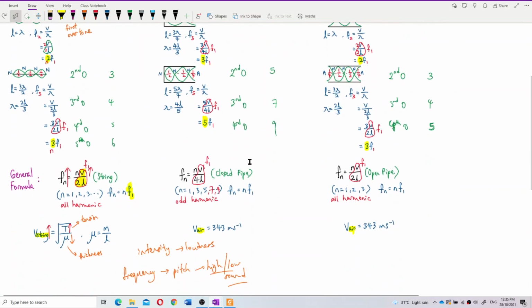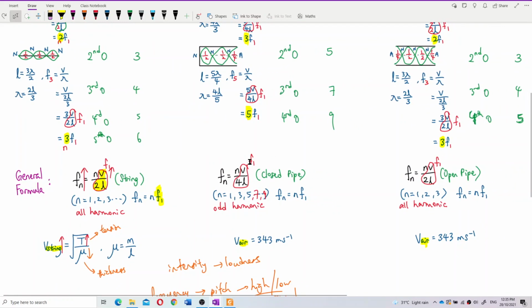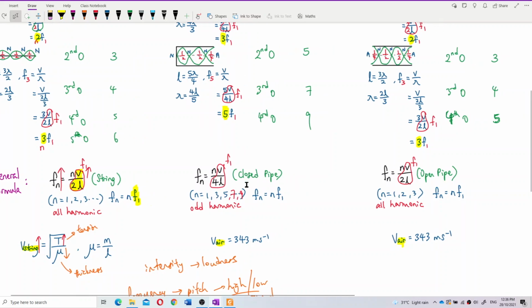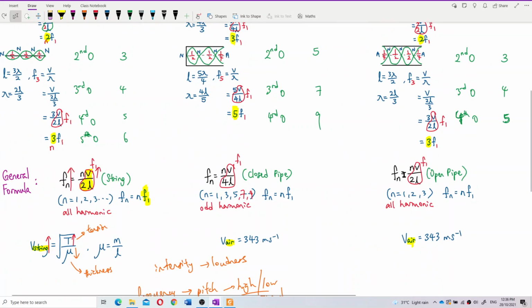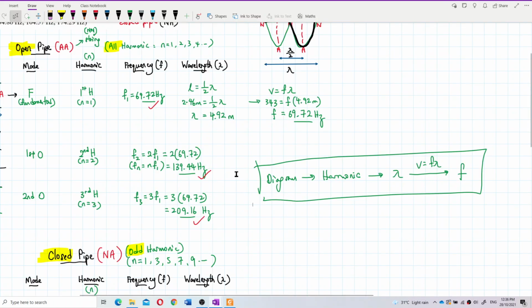Actually there are other methods to do this question. You can also use the general formula given, which I didn't show here, but I did show in other videos. You can use this general formula for string, closed pipe and open pipe. For string and open pipe, since both are all harmonic, the formula is divided by 2L. But closed pipe is odd harmonic, so you divide by 4L. Only the closed pipe divides by 4L. You can use this formula to do the questions. It will be provided in the exam. Okay, so that's all for this question.